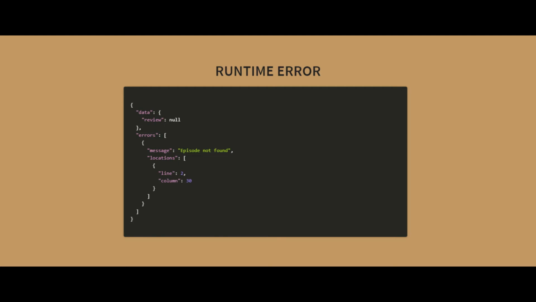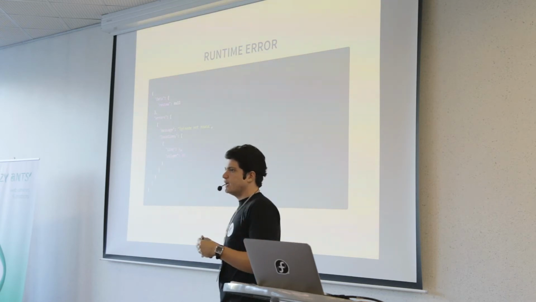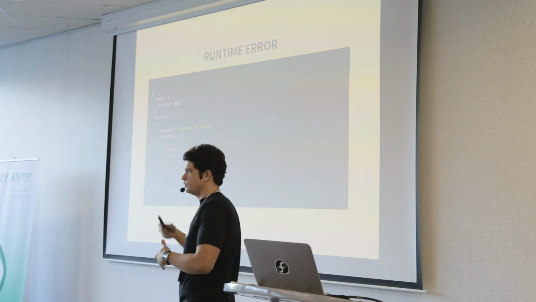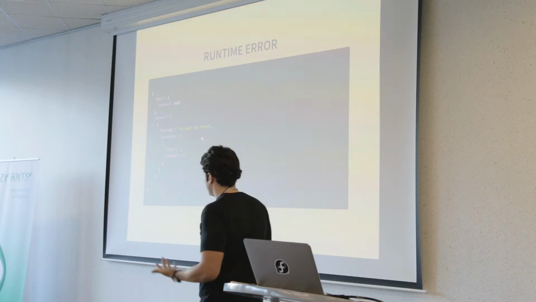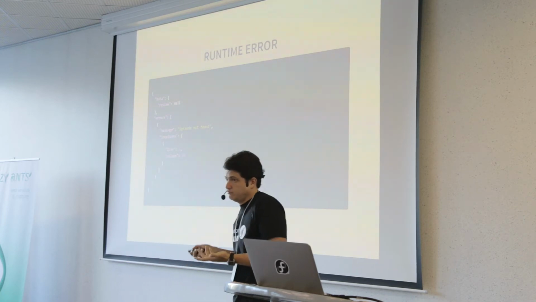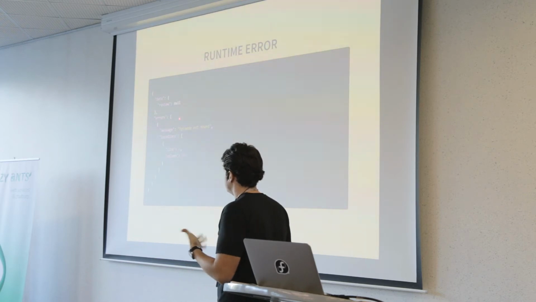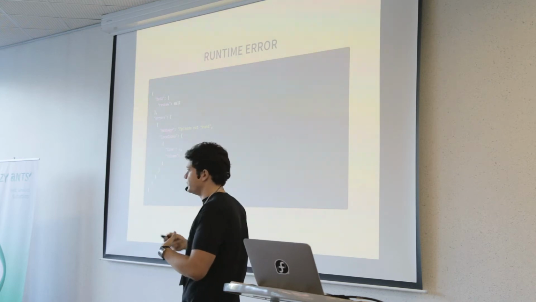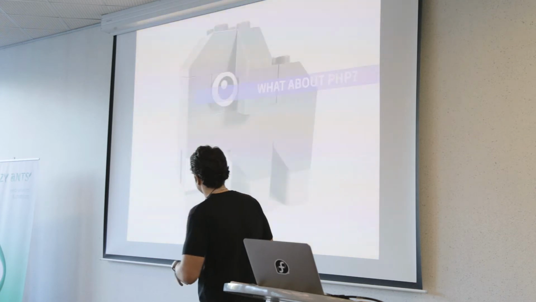But of course, we have runtime errors as well. It might be that the episode is not found. Let's say the user sent a wrong ID. So the query is good, but the data provided is not good. It was deleted or something happened. In this case, we can just say, okay, you asked for an episode that is not found. So this is a runtime error. It comes with a special key, errors, an array of errors, and then you just have, again, the message and the locations. So that actually makes it really, really easy to use.